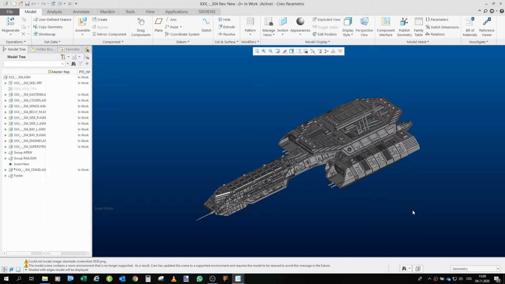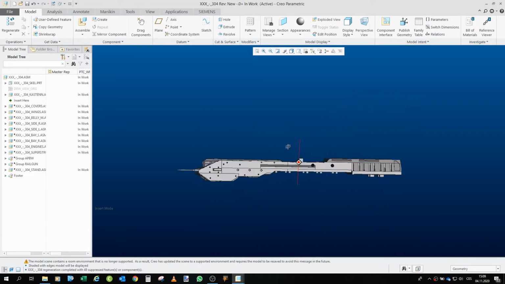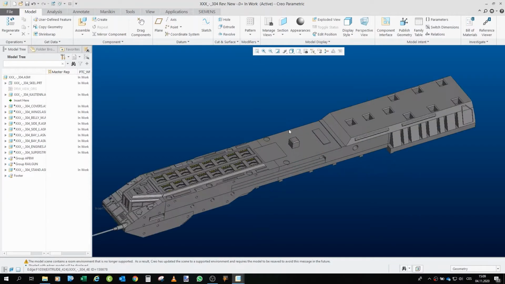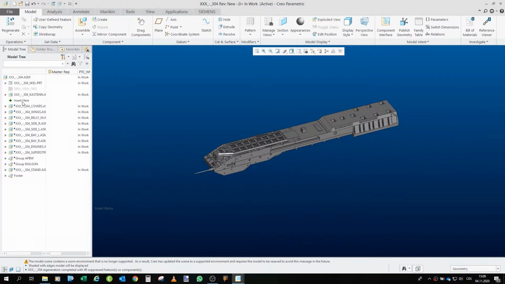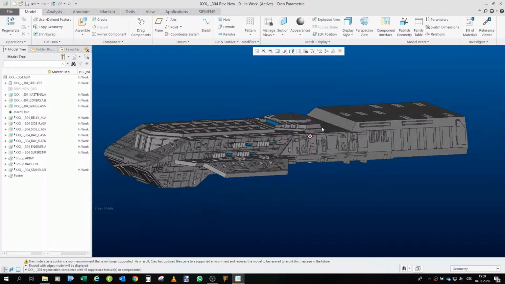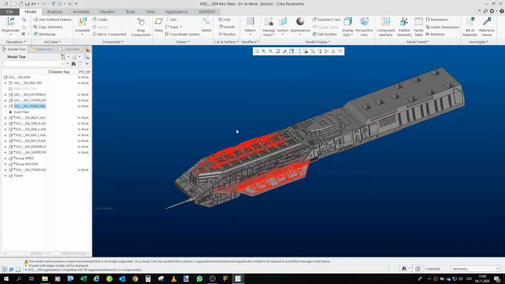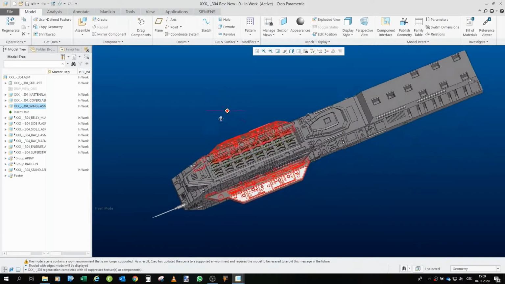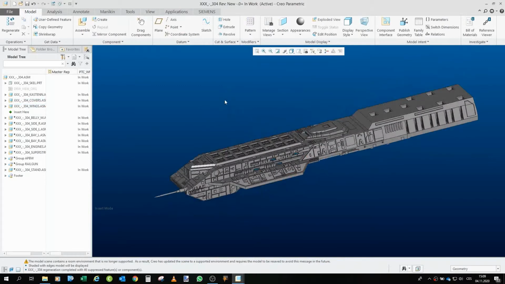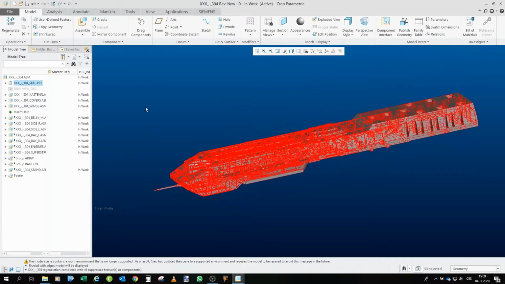In the previous video, we actually printed the main body. So this is the state after the first video. And in this video, we will continue with the two subassemblies, the covers and the wings. So this is the one subassembly and this is the second subassembly. We will print both subassemblies and we will assemble it together.